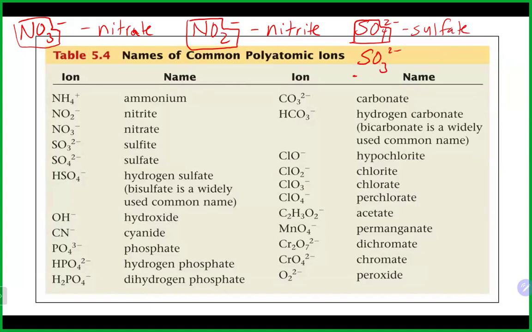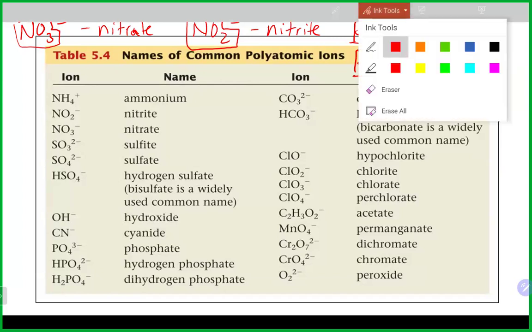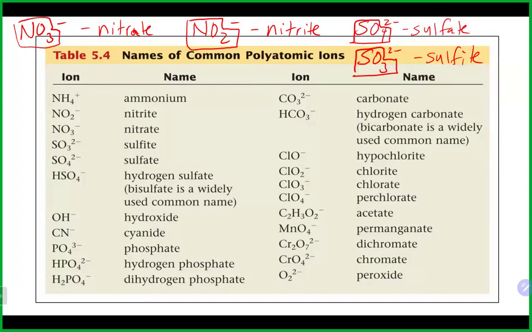SO3 2 minus, sulfur and 3 oxygens with a -2 charge, is sulfite, ITE. What is the difference between these two groupings here, or these two that are in a group? When you have a group of two, like we do here, they both have a nitrogen, and they both have a -1 charge. The difference between these two is the number of oxygens. The first one has 3 oxygens, the second has 2 oxygens. That is the only difference between them. Charge is the same. Number of nitrogens is the same.